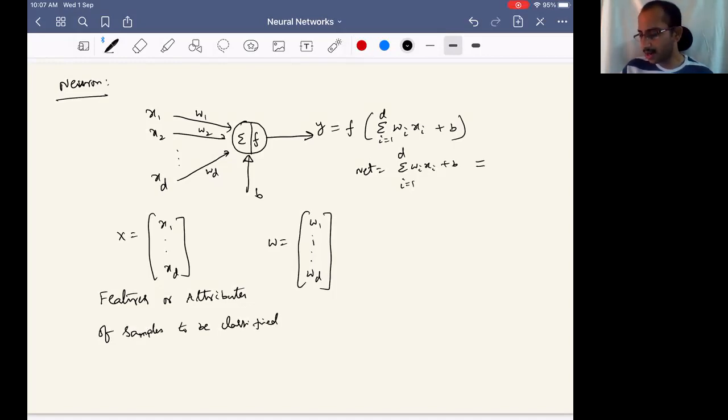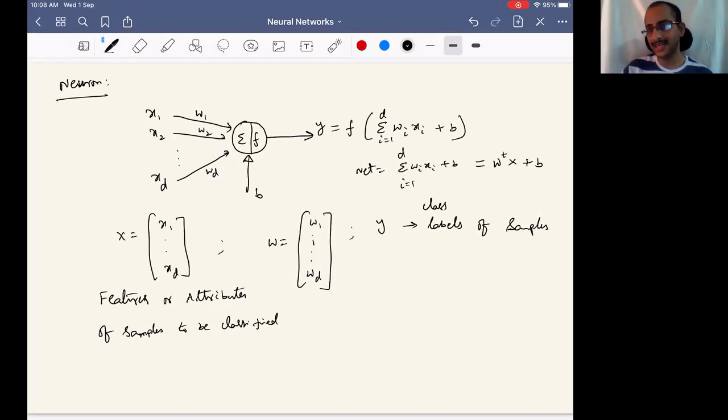And then W is the weight vector. So how do we rewrite this? Net value is equal to W transpose X plus B. Is it not? And then what is Y? Y is the output: the labels of these samples. Labels means class labels.